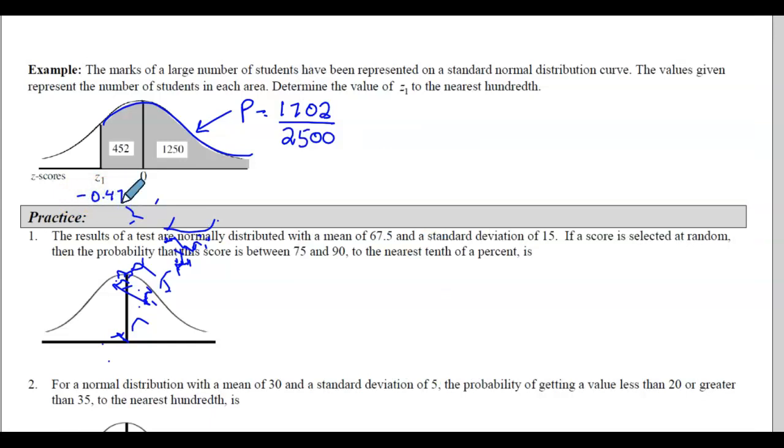If you have an older version of the calculator, then this area here would be 2,500 minus 1,702, which is 798 over 2,500. You would use that to get the same Z-score.